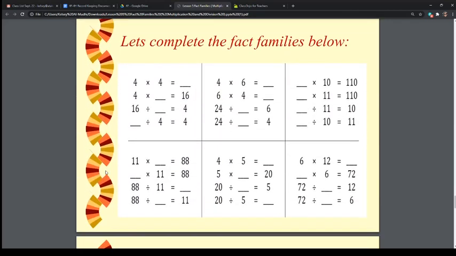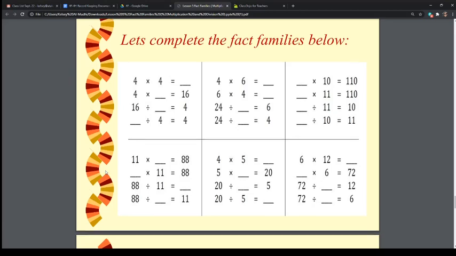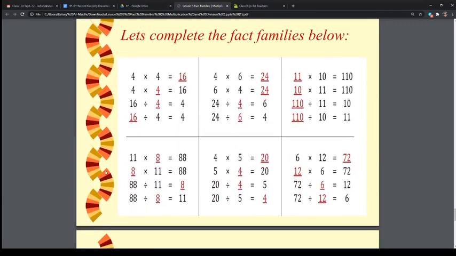Here's some more that you can do for practice. Again, please pause the video and have the student attempt to complete these on their own. And here are the answers.